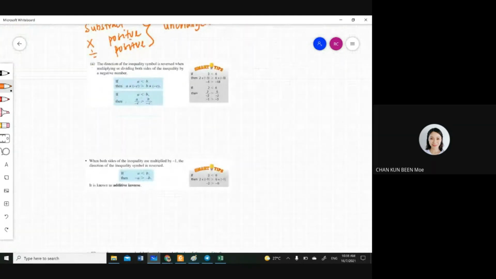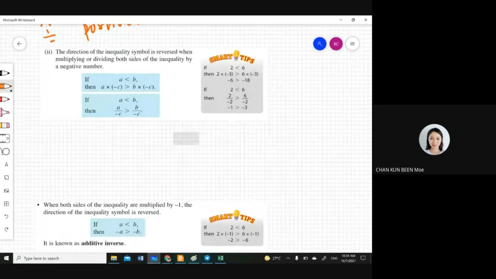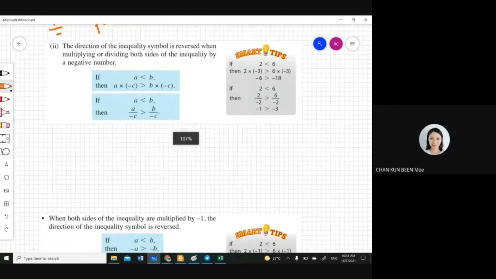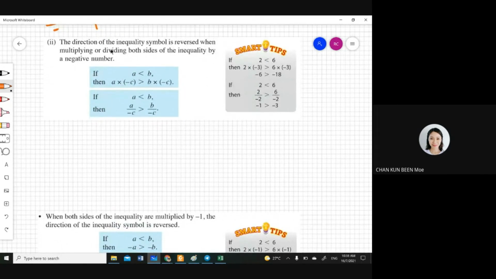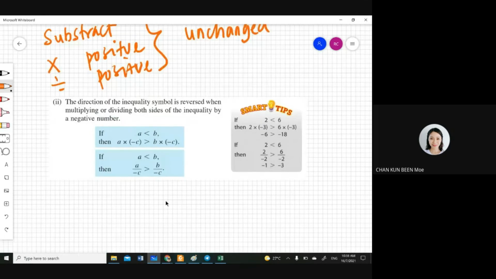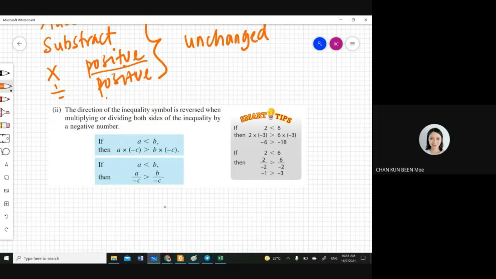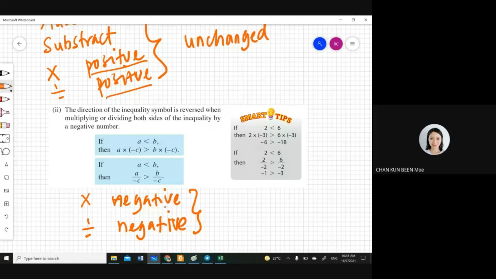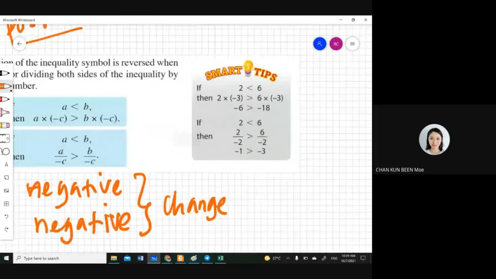Next one, it will change. What happens over here is like this. The direction of the inequality symbol will be reversed when multiplying on both sides by a negative number. So just now, that's why I'm very particular with the positive. When you multiply or divide with a negative number, the symbol will change. Okay, so you can look at the given example over here.